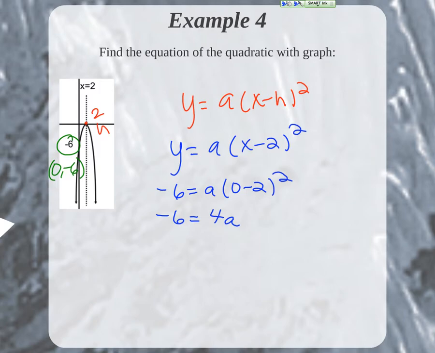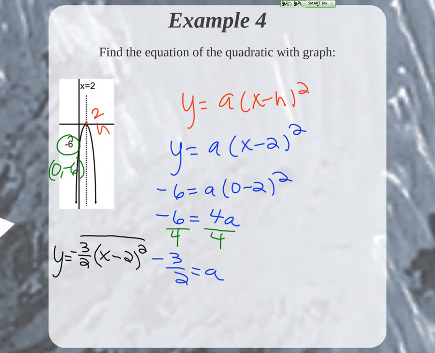When I do 0 minus 2, I get -2. I square it, I get a +4. This is the one I made a mistake on. I actually wrote down a -4 and threw everything off. But then when I divide by 4, I end up with -3/2 equals a. So I can plug that in. So I have y equals -3/2 times x minus 2 squared.